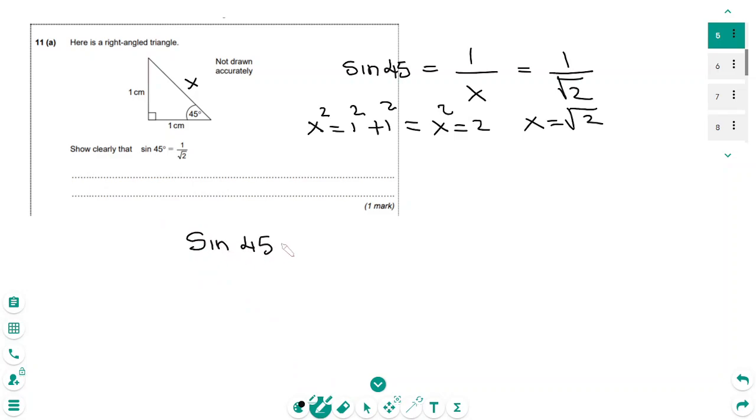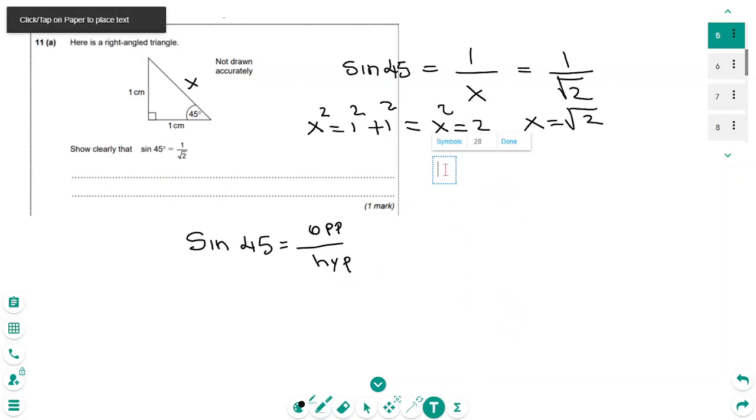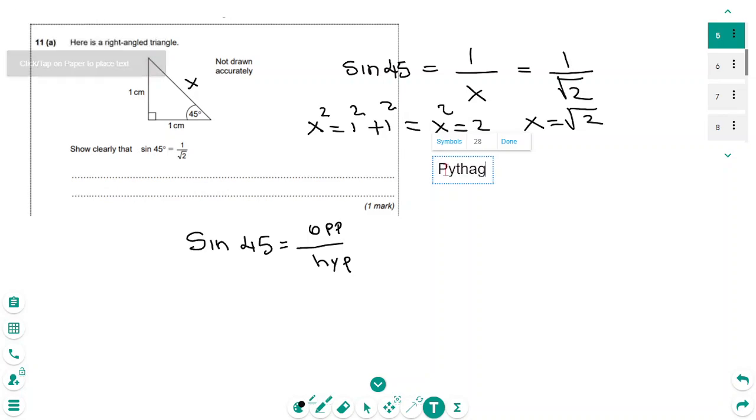so the sine 45 is the opposite side over hypotenuse, but as I don't have the hypotenuse, I need to find it using Pythagoras theorem. So I apply the Pythagoras theorem, and then I found x as square root of 2.